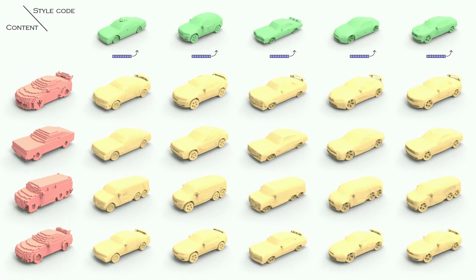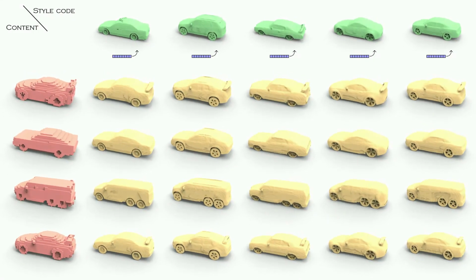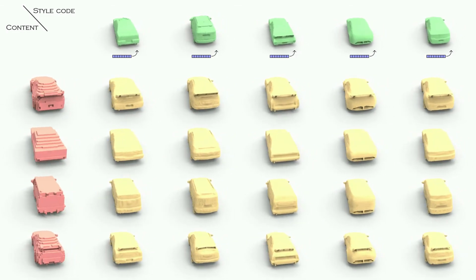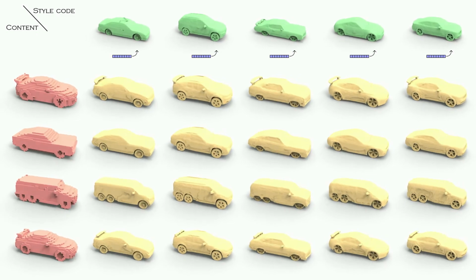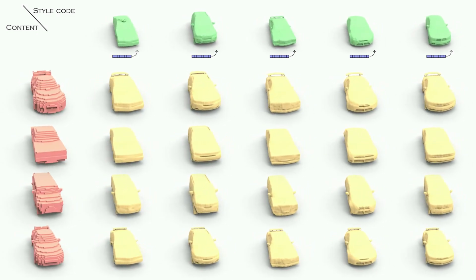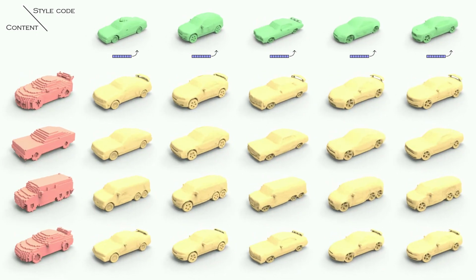In the following, we will show results obtained by upsampling content shapes with different latent style codes. The content shapes are shown on the left in orange, and the detailed shapes corresponding to the style codes are shown on top in green.